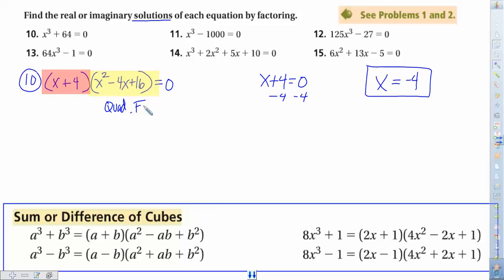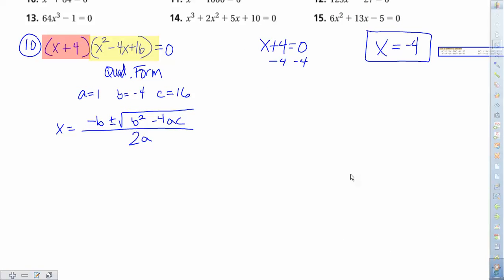You have to use it. You will never find a number that will multiply to give you this c value here of 16 and add to give you that b value there, in this case of -4. So let's set up that quadratic formula. Here once again is a reminder of our quadratic formula. We have a is 1, b is -4, c is 16. Quadratic formula you see right there.